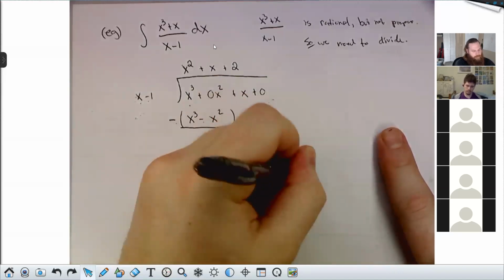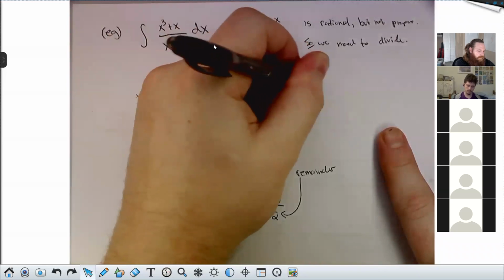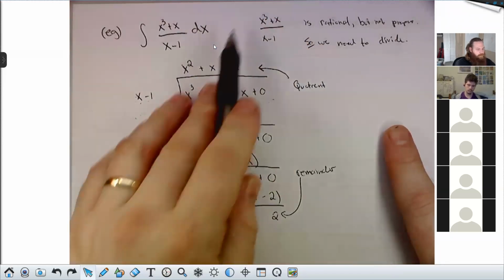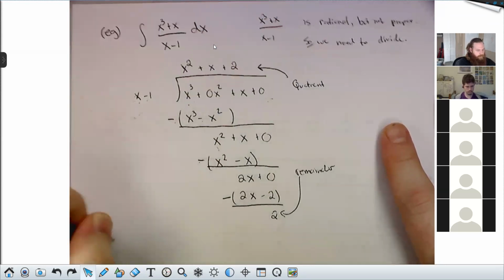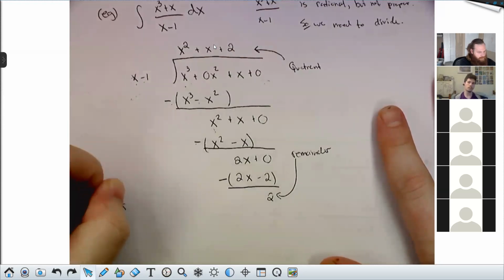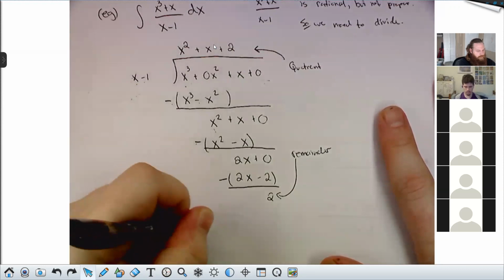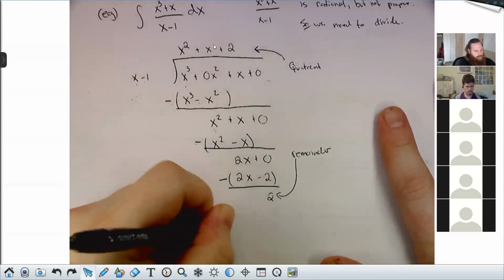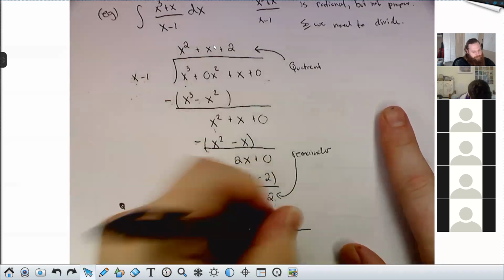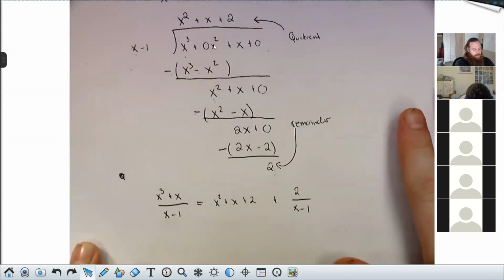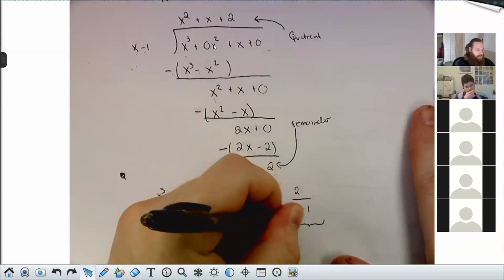This guy is called the remainder. This is called the quotient. And the result is that when you divide one polynomial by another, you get the quotient plus the remainder over the divisor. So what we learn here is that x cubed plus x divided by x minus 1 is really equal to this quadratic polynomial, x squared plus x plus 2, plus this remainder over this divisor. So like I said, you get a polynomial plus a proper rational function.